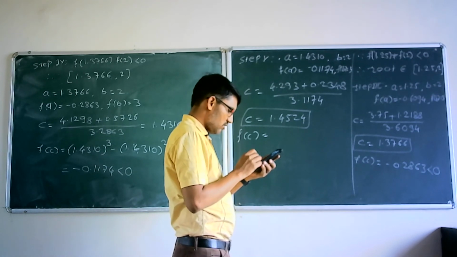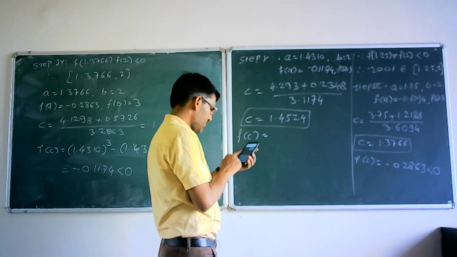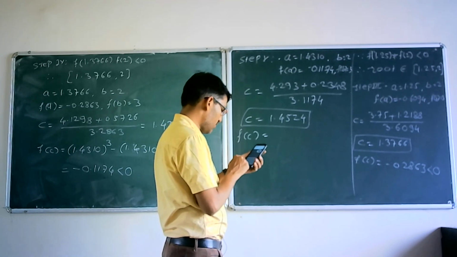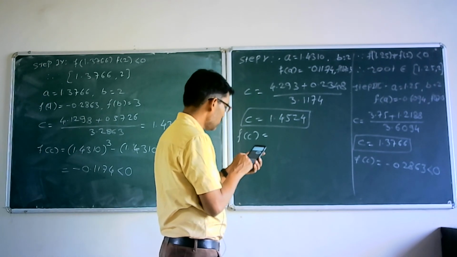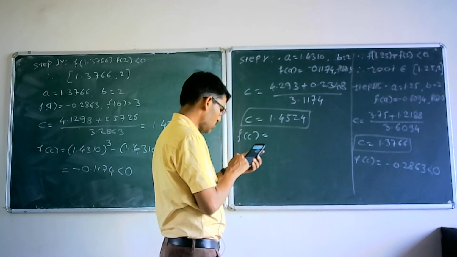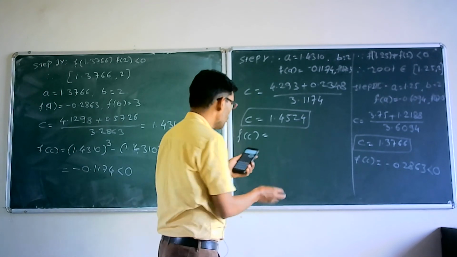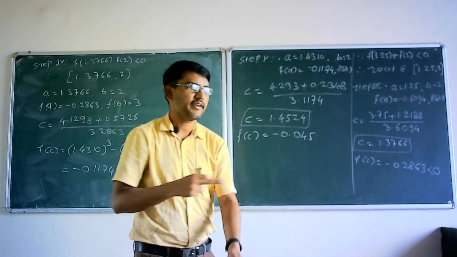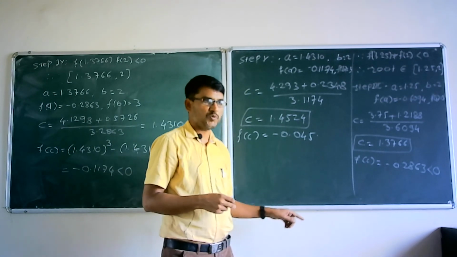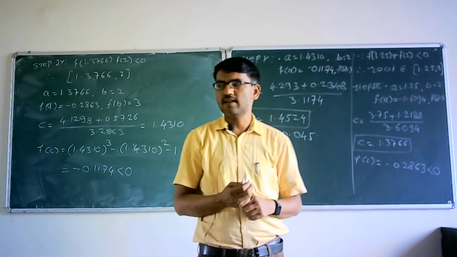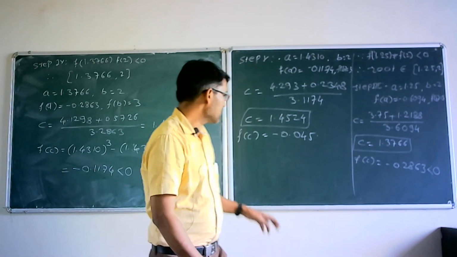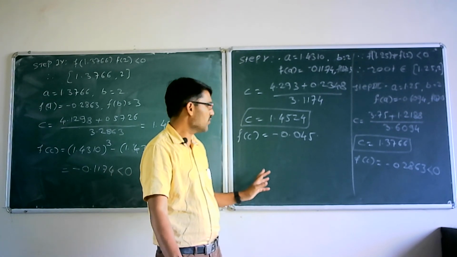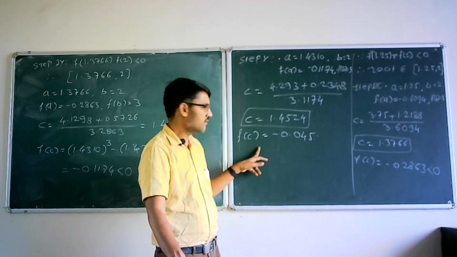1.4524 raised to 3 minus 1.4524 raised to 2 minus 1. It is what? Minus 0.045. So if you observe, this root is correct up to 1 decimal place. Okay, so repeat this process one more step, you will get your answer. So hope you understood. This is not our answer, but if you repeat one or two, 3 steps again, you will get your answer. This root is correct up to 1 decimal place.